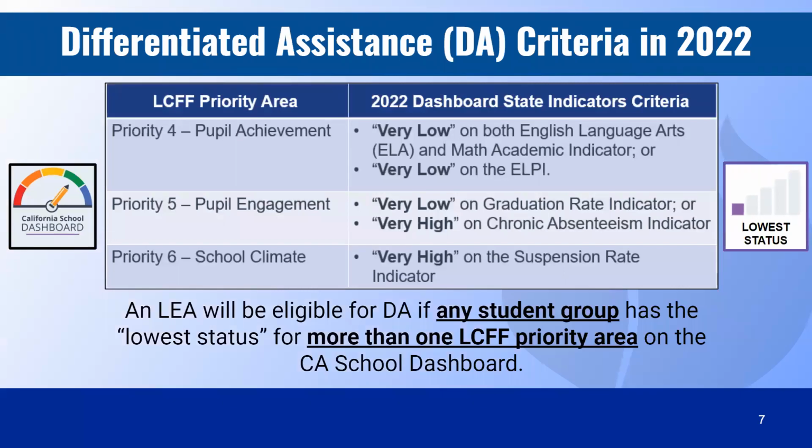Eligibility for Tier 2 differentiated assistance is based on California School Dashboard outcomes. A district is eligible for DA if any student group has the lowest status for more than 1 LCFF priority area on the California School Dashboard. As an example, if a student group has very low status in the academic indicator in both ELA and math, and very high chronic absenteeism, then the district would be eligible for DA based on the outcomes for that student group.